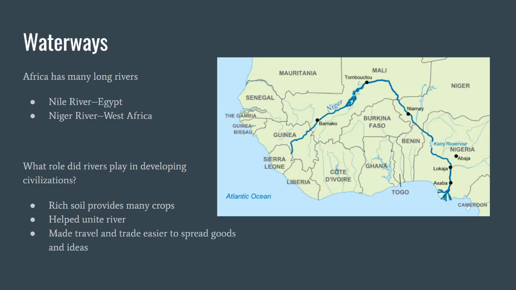So the river is going to provide a lot for the people. Most people in early civilizations are going to start near rivers for the exact same reason why they started near rivers in China and in Egypt, is because the river helps give them good soil. It helps make travel and trade easier. They're able to be united. So the earliest people almost everywhere start near a river.